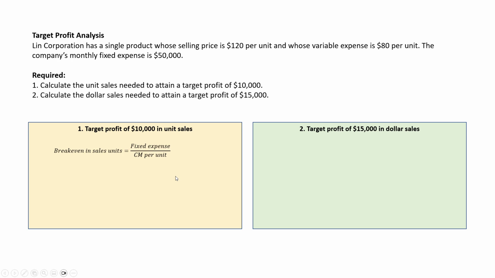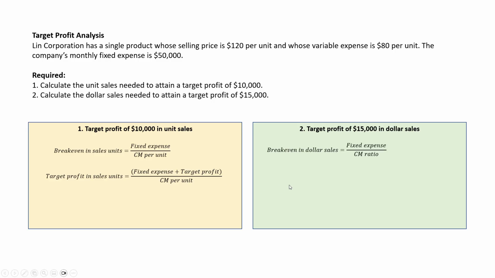Instead of just breaking even and getting to a profit of 0, with our contribution margin per unit just needing to cover our fixed expense, we're going to add to that numerator whatever target profit we want. Again, beyond just covering our fixed expense with our contribution margin, add in whatever that desired target profit is, and then divide it by the contribution margin per unit to get the target profit in sales units.